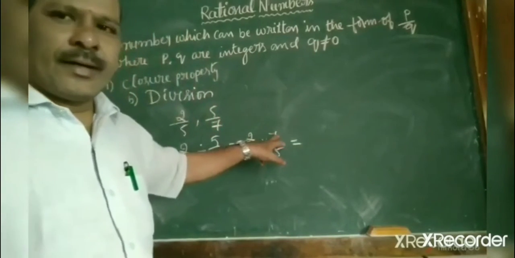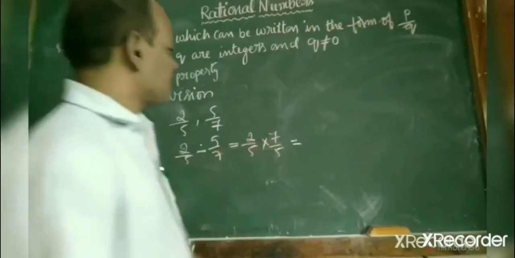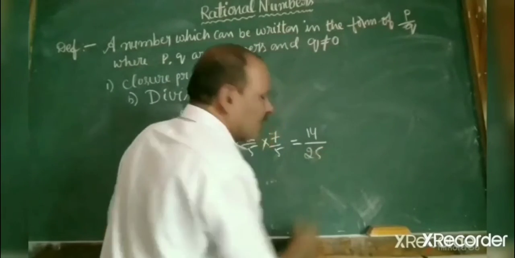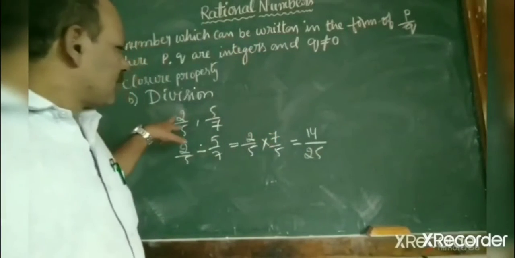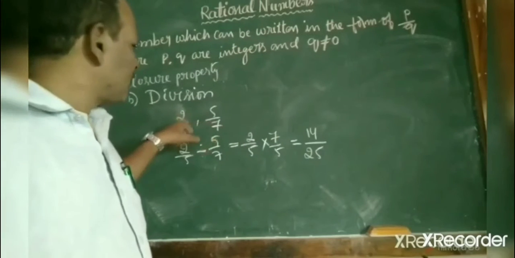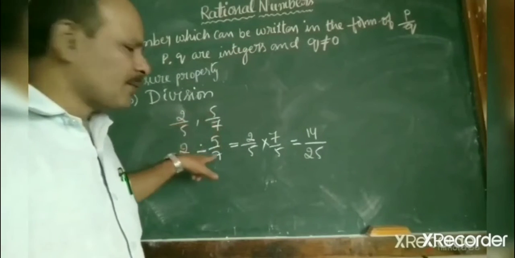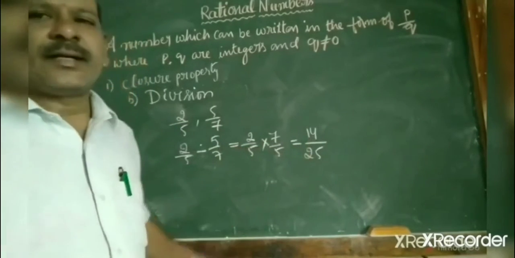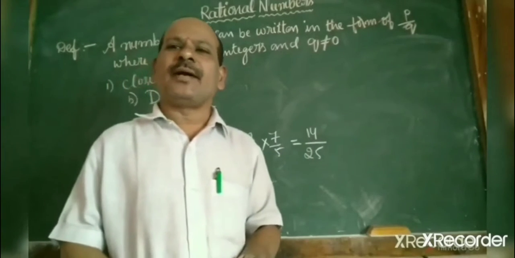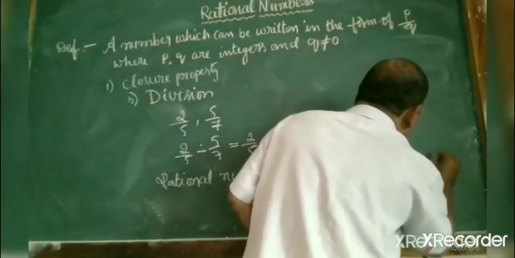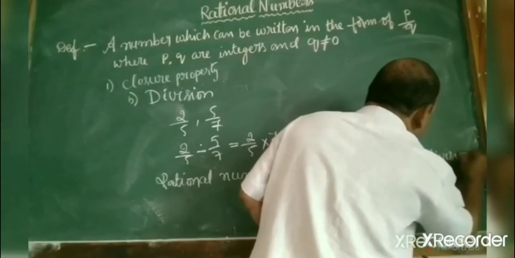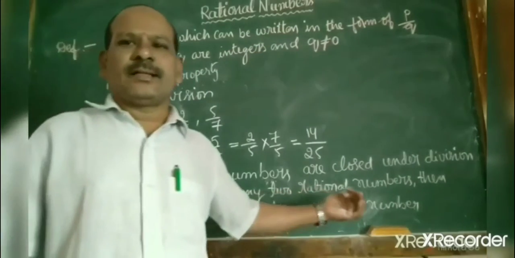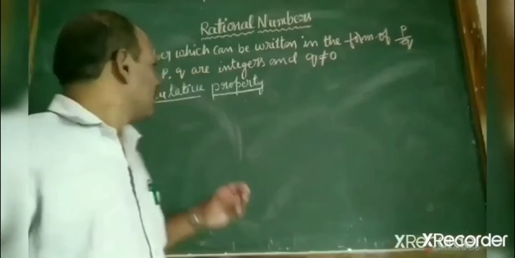Now numerator into numerator and denominator into denominator. 2 sevens are 14, 5 fives are 25. Now see here, the two rational numbers 2 by 5 and 5 by 7: if I do division of the two numbers, the result is also a rational number. So we can say that rational numbers are closed under division. If A and B are any two rational numbers, then A divided by B is also a rational number.